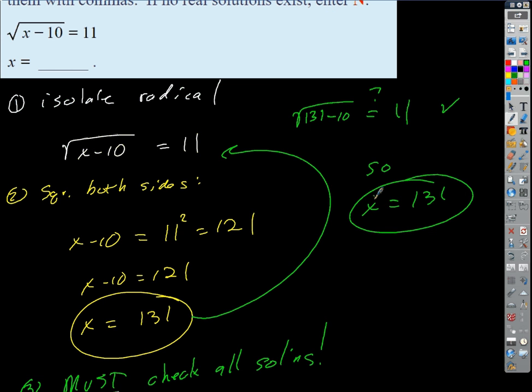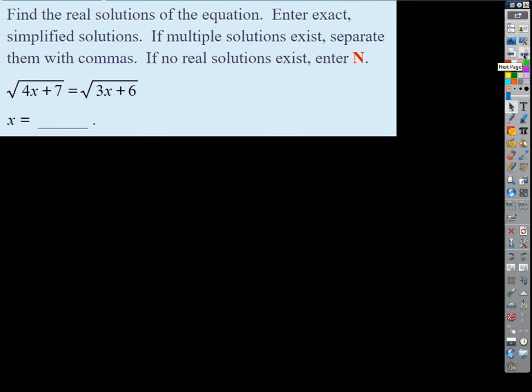Okay? Let's try another one. Okay, so this time we've got radicals on both sides, but they're both isolated, right? So what am I going to do here? Square both sides. Right, so I'm just going to square both sides. So we're starting off with step 1. That's what we start with: the square root of 4x plus 7 equals the square root of 3x plus 6.